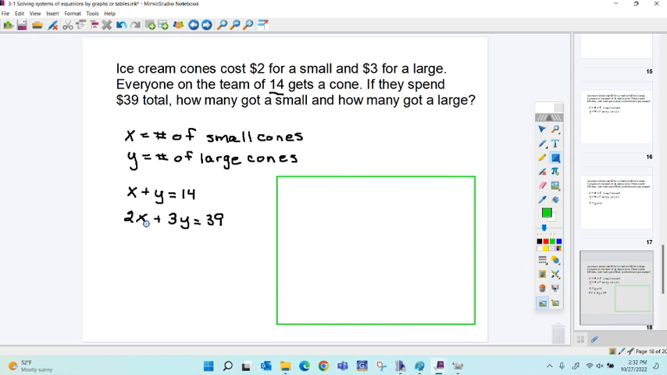She said that 2x plus 3y equals 39. That's our money equation. So wait, why did we start with the x plus y equals 14? You could do the money one first if you want, but we need two equations because we have two variables.